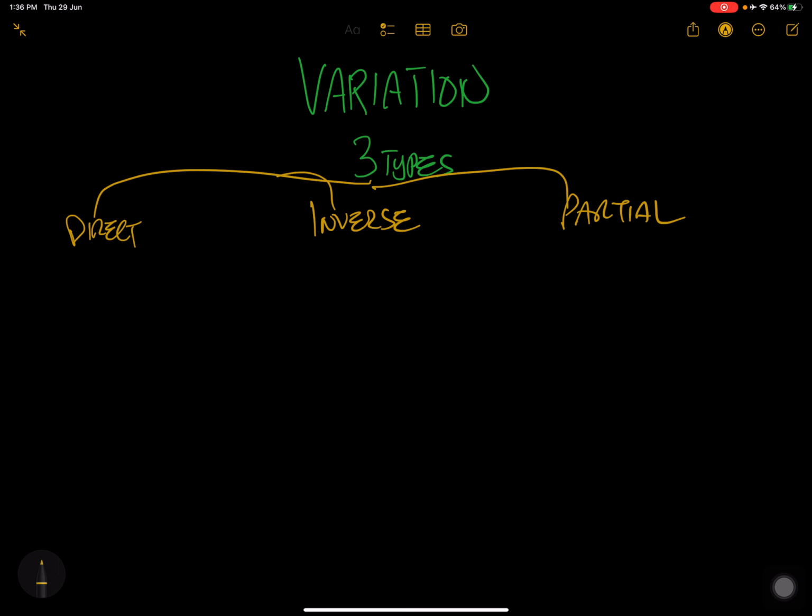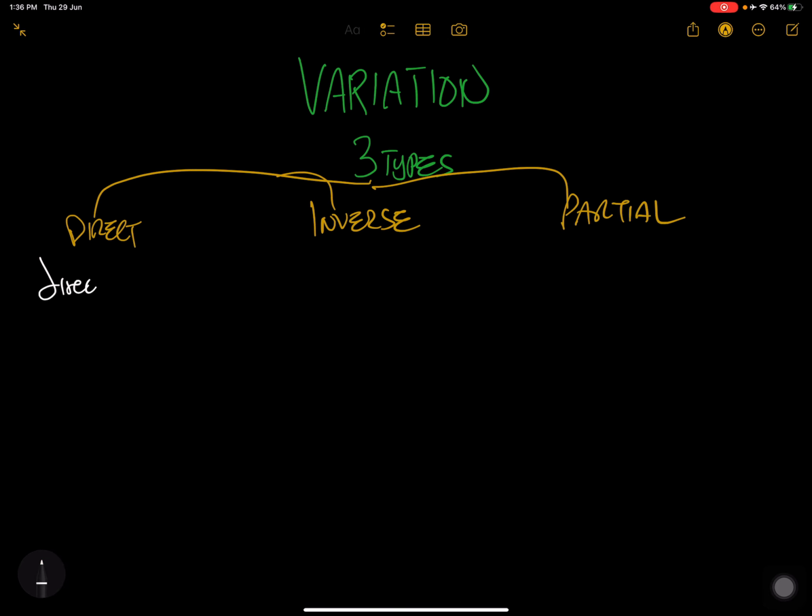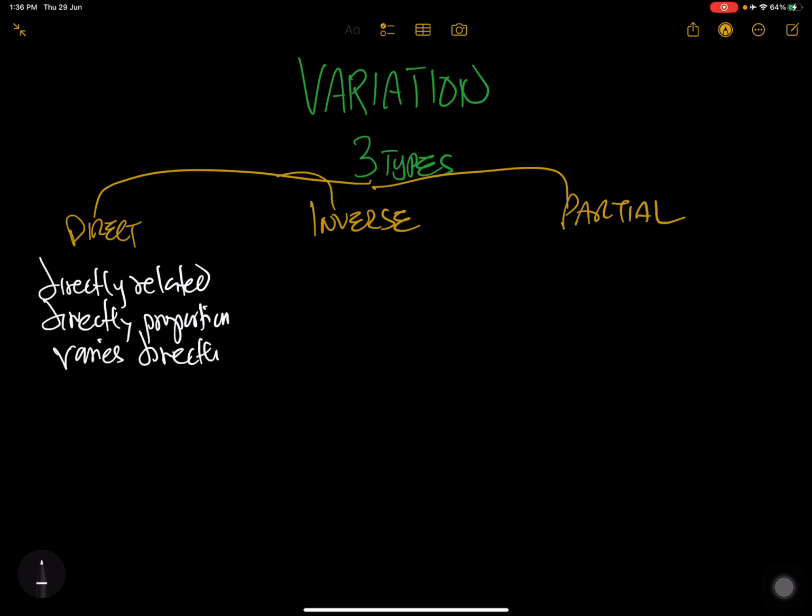With the direct variation, you hear words such as directly related. Something is directly related, or directly varies, or directly proportional in the question. You hear terms like that. You also hear something like it varies directly. The moment you hear the word varies is the sign.